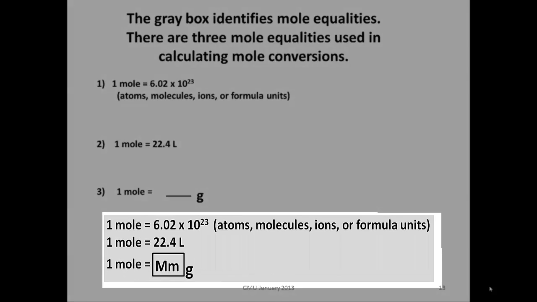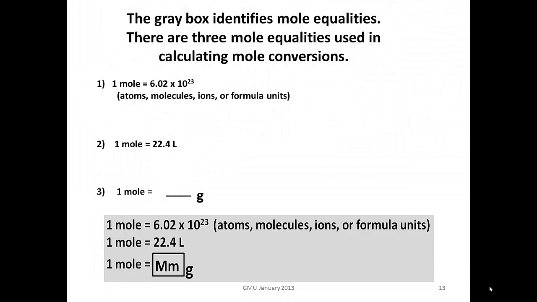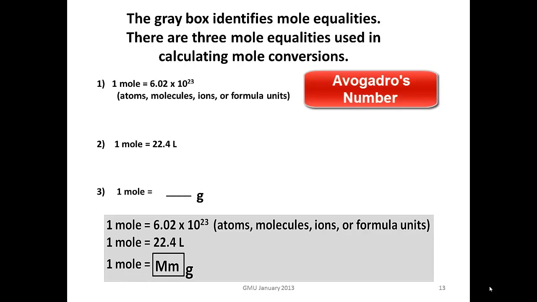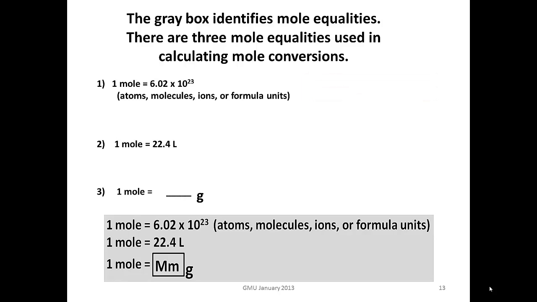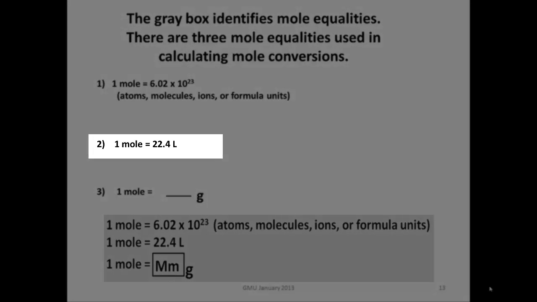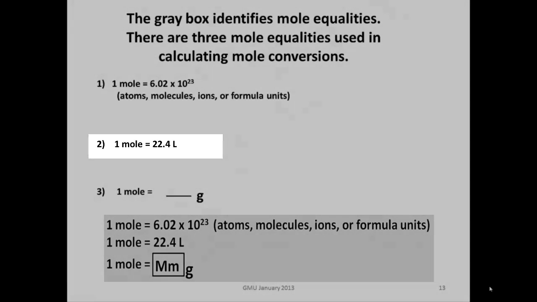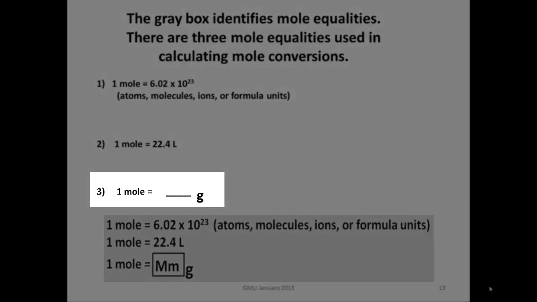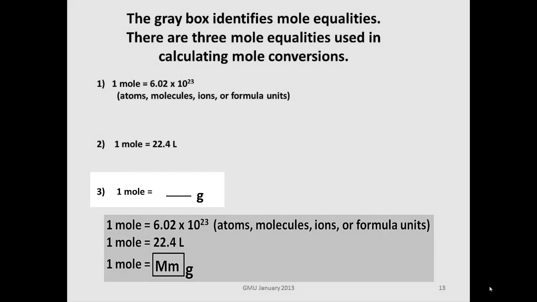The gray box identifies mole equalities. There are 3 mole equalities used in calculating mole conversions. The first is Avogadro's number. 1 mole equals 6.02 times 10 to the 23rd. Use that for atoms, molecules, ions, or formula units. The second is 1 mole equals 22.4 liters. The third is 1 mole equals a certain number of grams. You'll be learning more about that in the next movie.